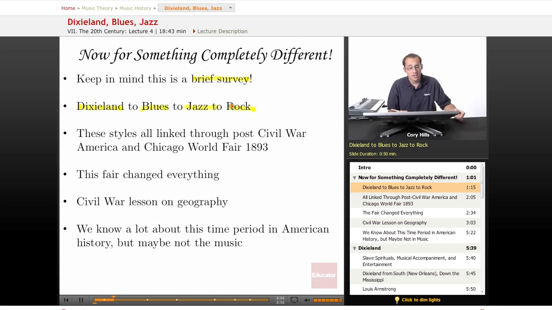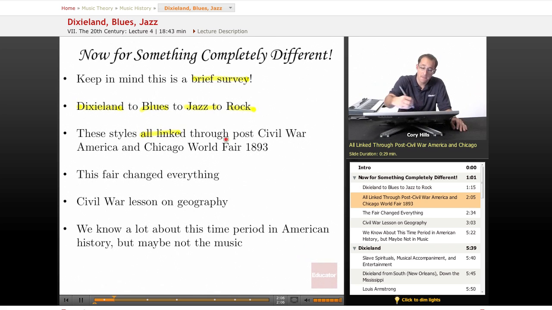And so Dixieland, blues and jazz, the ones we're talking about today, they're all linked through post-Civil War America, and in particular, the 1893 Chicago World's Fair. The second World's Fair that we've talked about in the 20th century. There's the one in Paris that we talked about for Impressionism, and now we get the Chicago World Fair in 1893. This is post-Civil War America. We're not going back further than that.